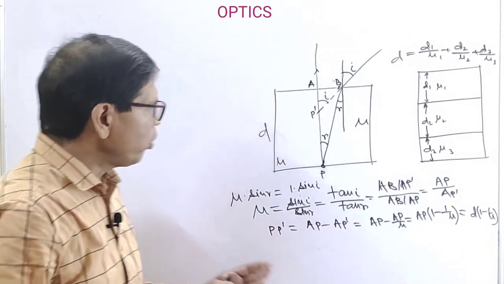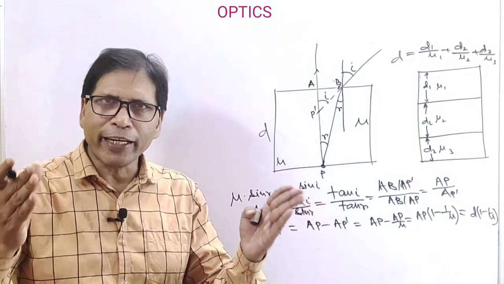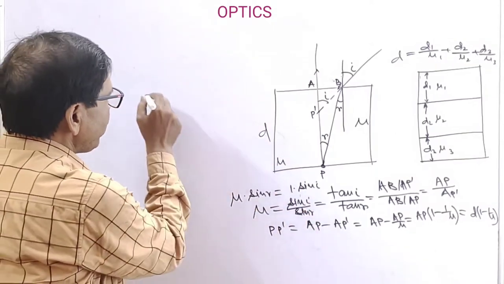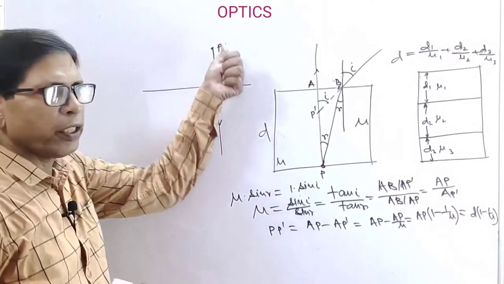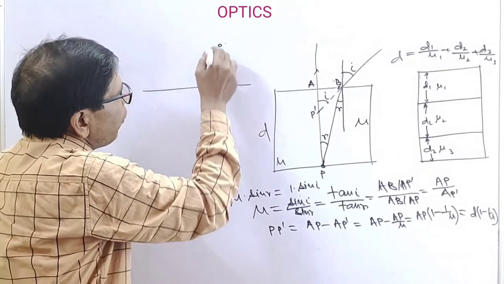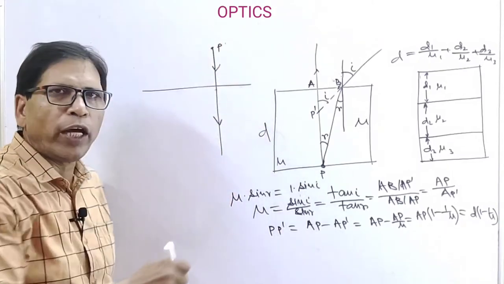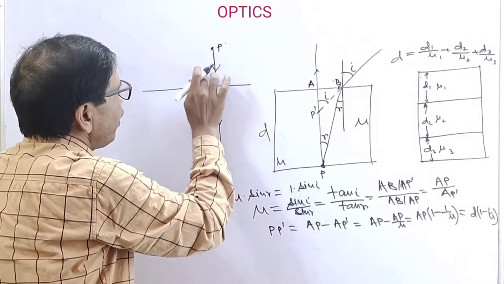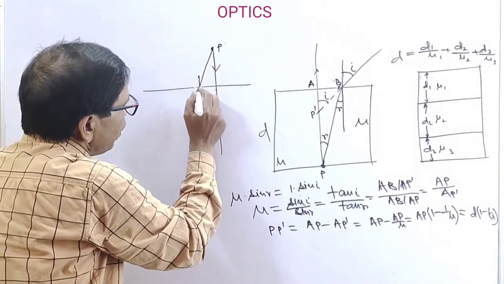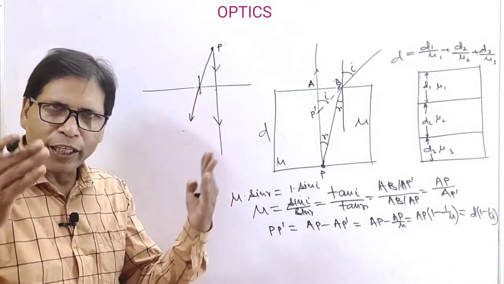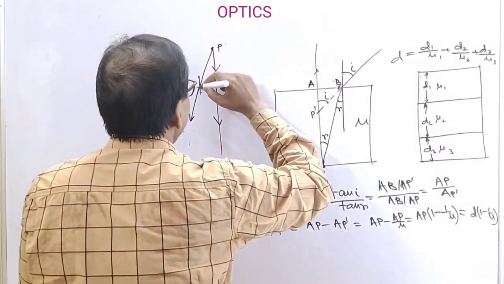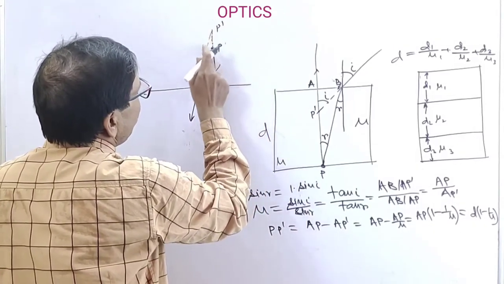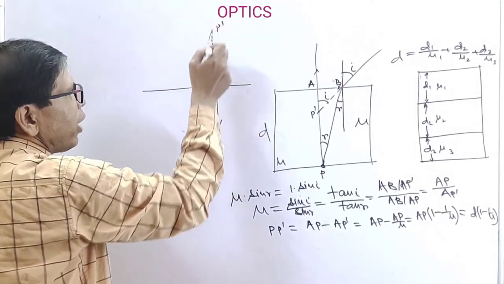Now look at this, if the observer is in the denser medium and the object is in the rarer medium, this is an object P. A ray from P enters normally into the denser medium. Another ray is incident obliquely, so after refraction it bends towards the normal. This ray appears to come from this point, so P rises to P dash. This is the real height, this is the apparent height.